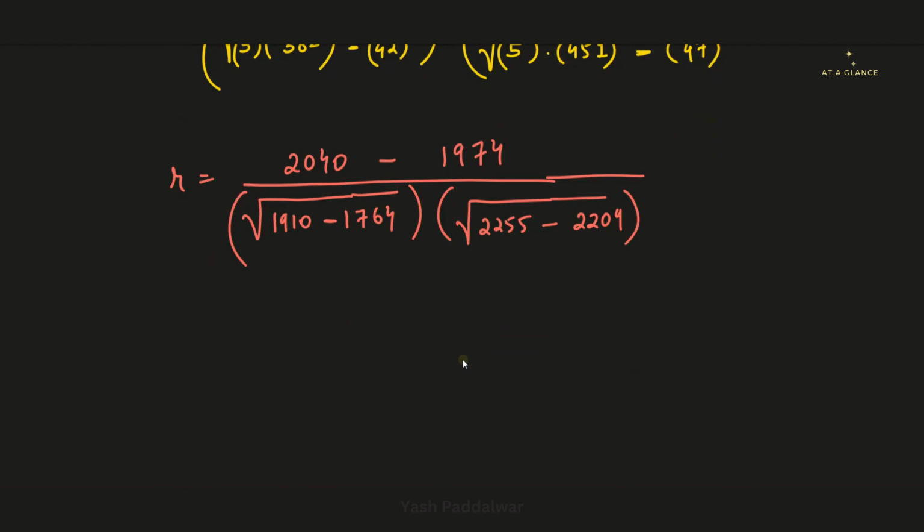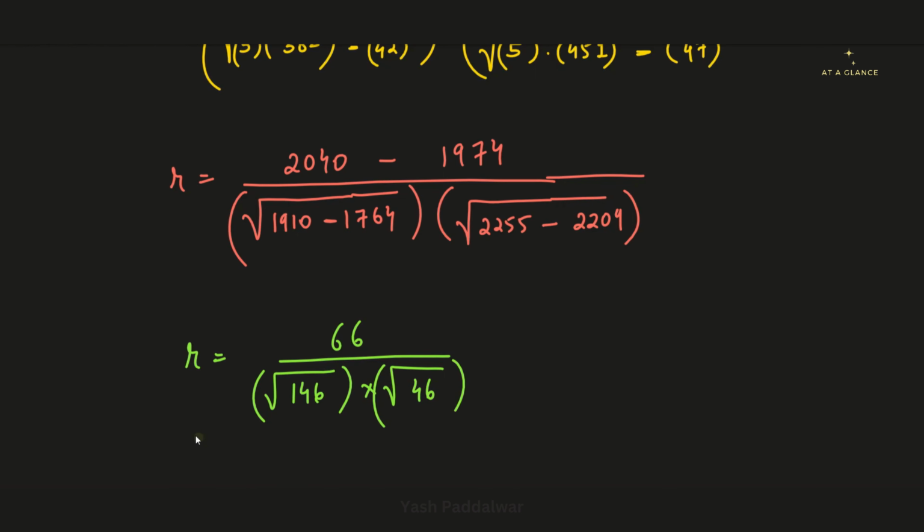Now we are one step ahead. 2040 minus 1974 is nothing but 66. The whole divided by under the first square root 1910 minus 1764 is nothing but 146. Multiplied by under the second square root we have 2255 minus 2209 is nothing but 46. So this boils down to 66 divided by square root of 146 is nothing but 12.083 multiplied by square root of 46 is nothing but 6.7823.